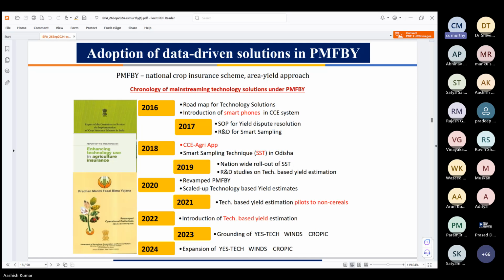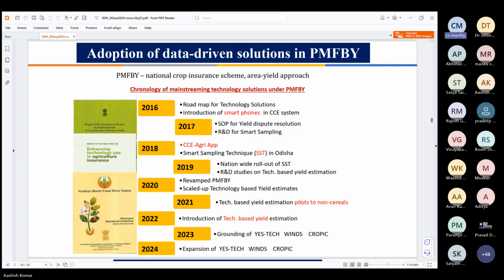When we started the scheme in 2016, many stakeholders came together, the government sector and private sector. We started creating a roadmap for technologies and started technology interventions from 2017 onwards. With smart CCE, the entire crop cutting exercise is now recorded through smartphones to check malpractices and human errors. Special apps were designed, such as the CCE Agri app. Then smart sampling, a remote sensing based crop cutting experiment system, was started in 2017-18 itself.